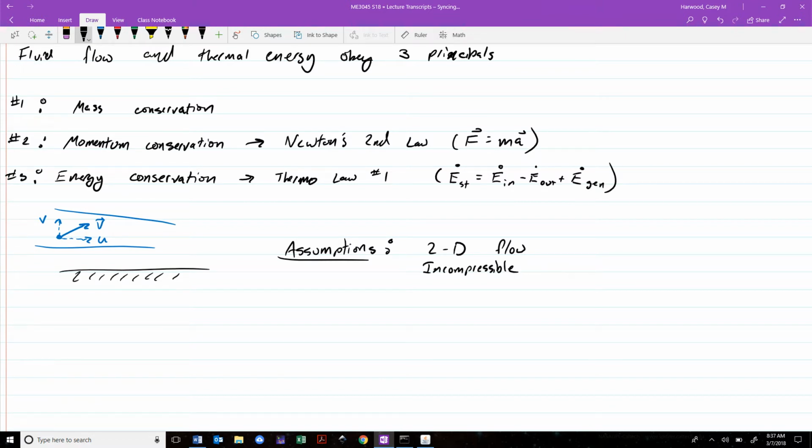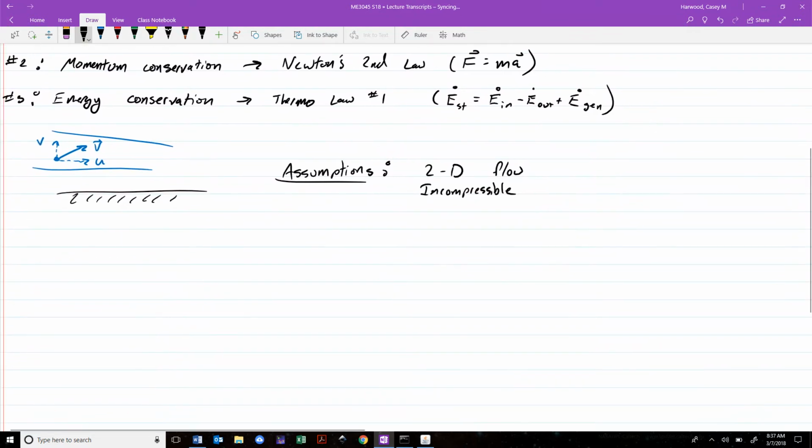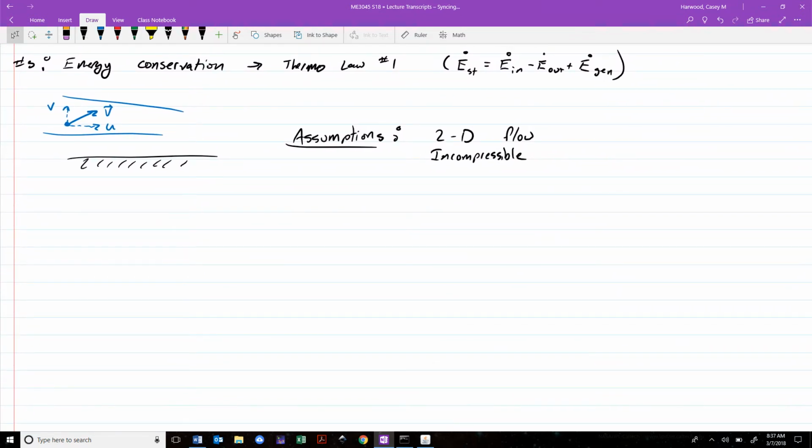All right. So under these auspices, let's go ahead. Number 1, conservation of mass takes the following form. This is du/dx plus dv/dy is equal to 0. You've all seen this before in fluids, where we refer to this as the continuity equation.